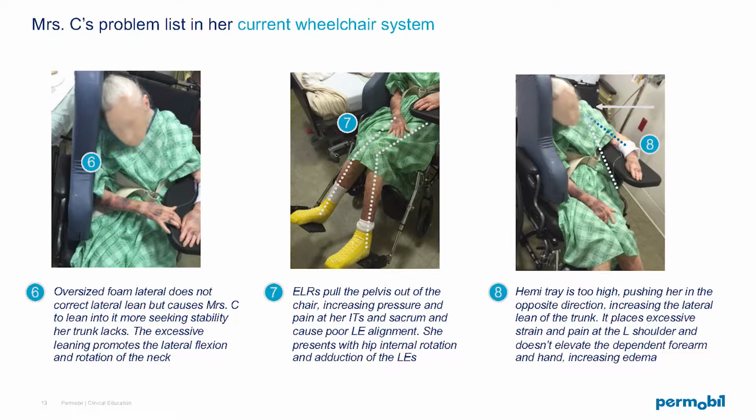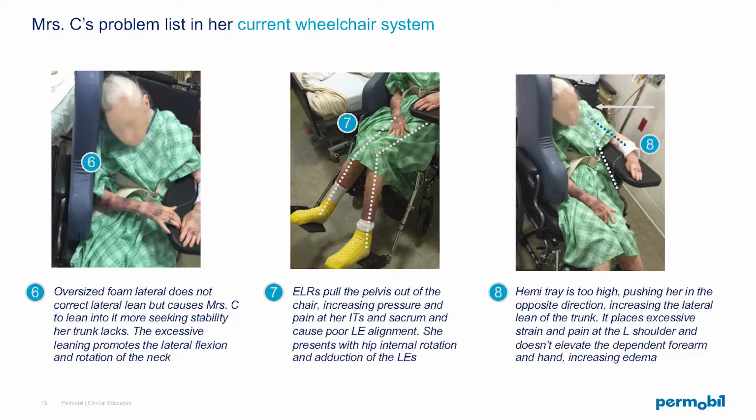So this oversized foam support, which is the 6th issue, really promoted the client to lean into it. So since the back support couldn't give her the stability that she was so desperately trying to seek, that large surface area of the foam lateral gave her a very safe place to lean into and promoted her issues even more.